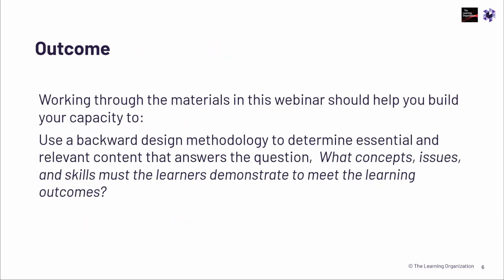So the learning outcome for this session, as well as the outcome primer itself, is: use a backward design methodology to determine essential and relevant content that answers one critical question: what concepts, skills, and issues must learners demonstrate in order to meet the learning outcome?